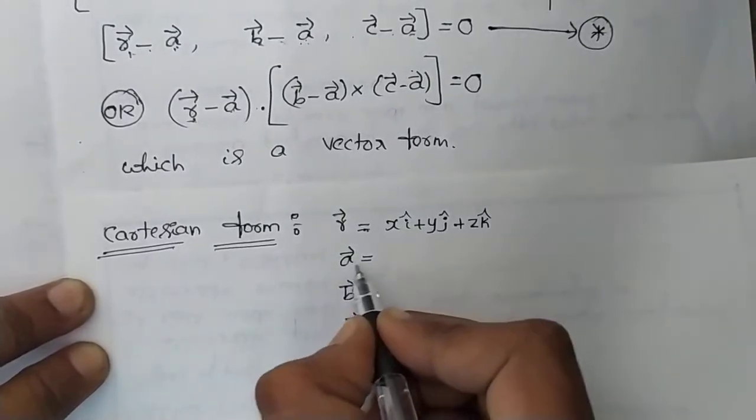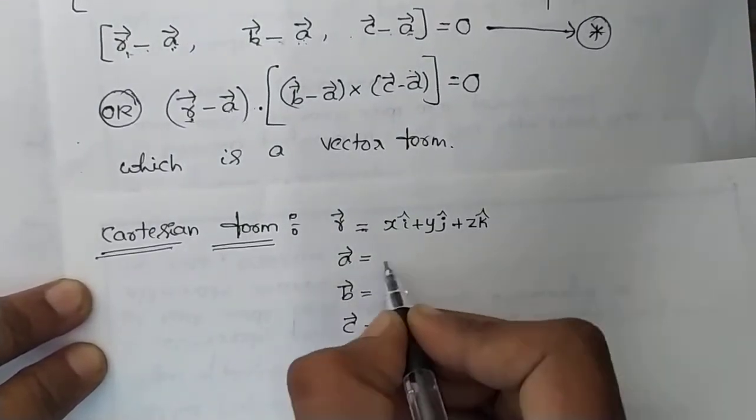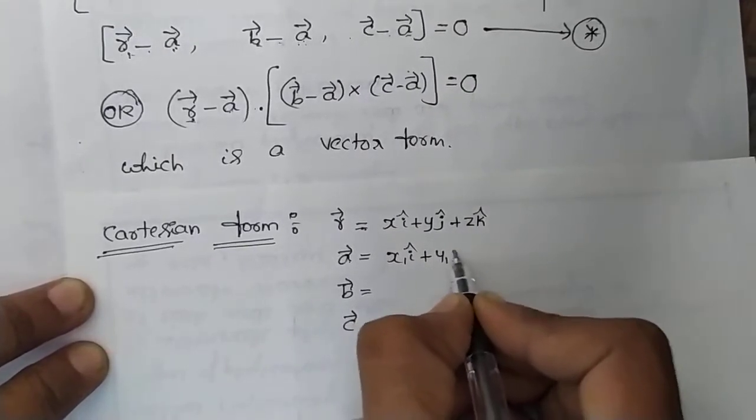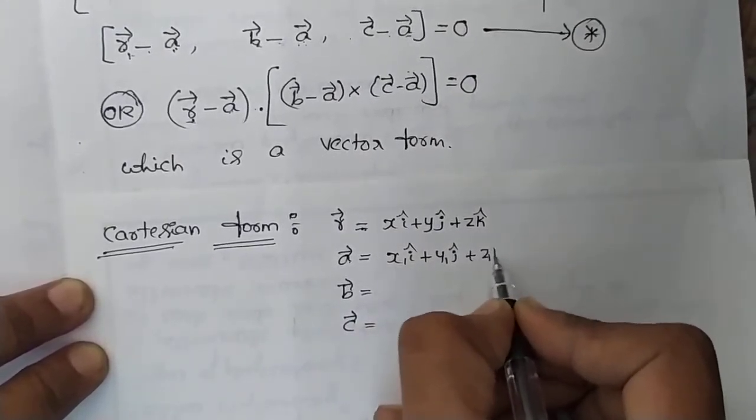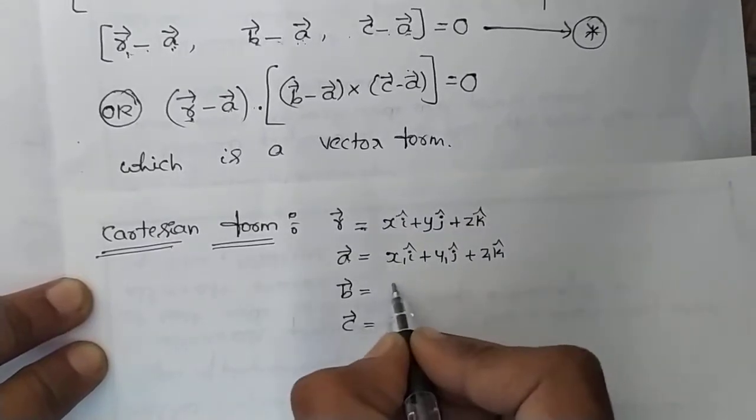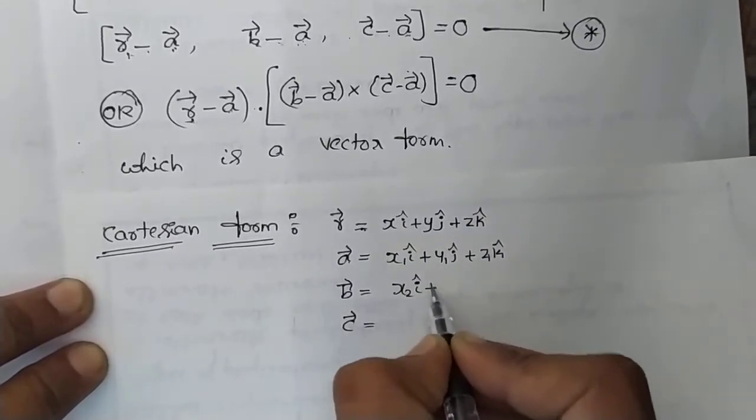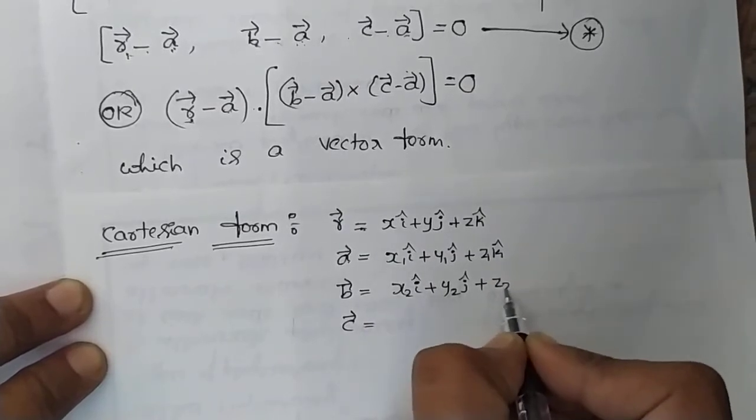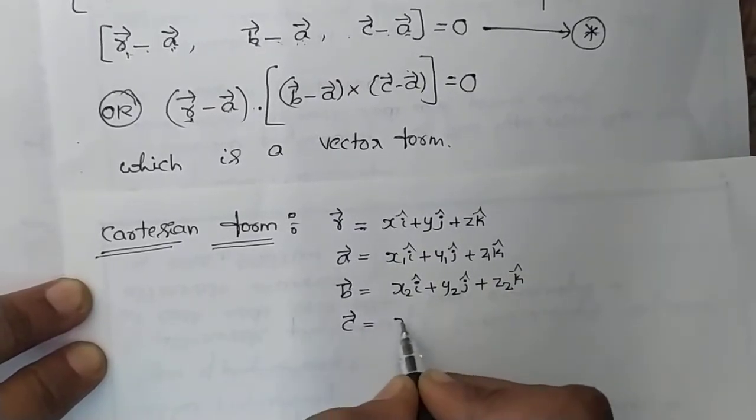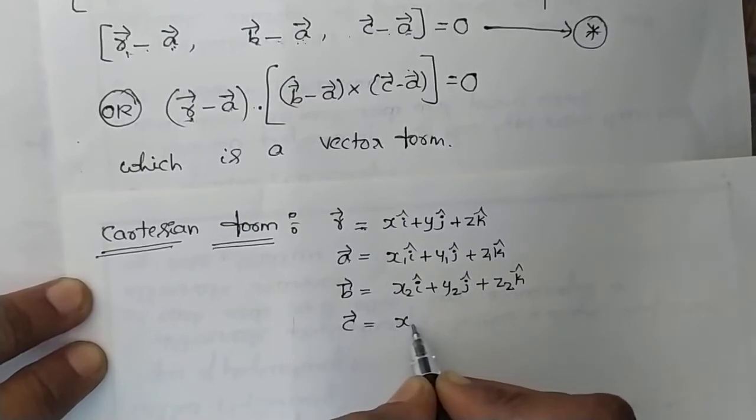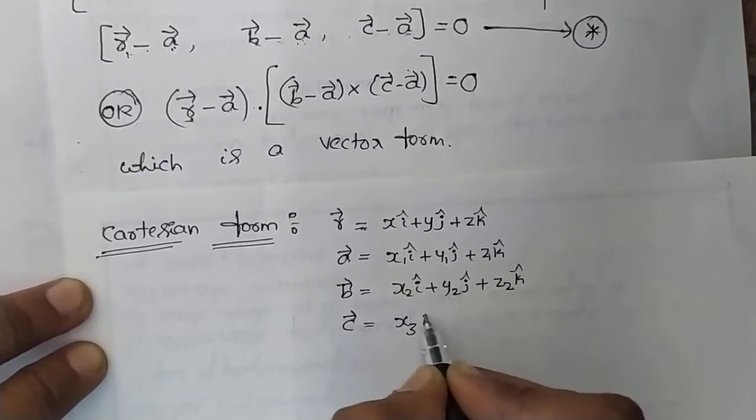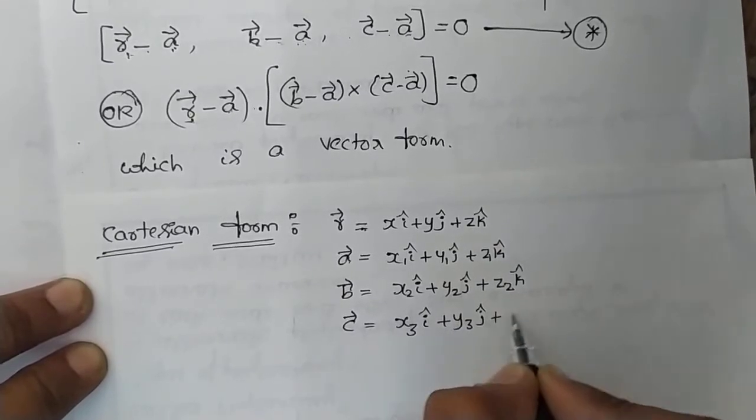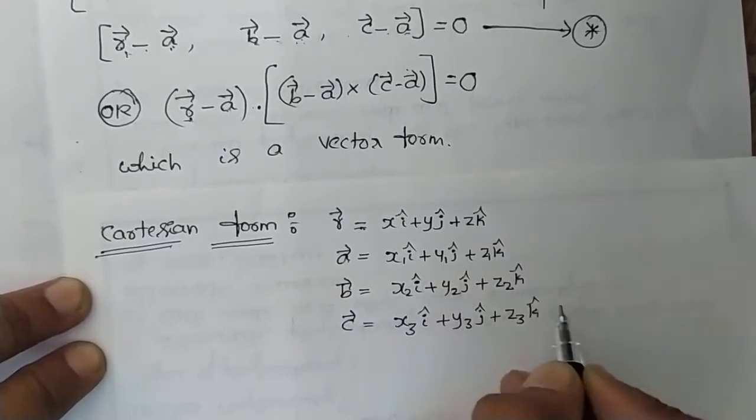A vector is nothing but x1, y1, z1. That is x1 i cap plus y1 j cap plus z1 k cap. What about B? x2 i cap plus y2 j cap plus z2 k cap. Similarly, the C vector will be x3 i cap, y3 j cap, z3 k cap.